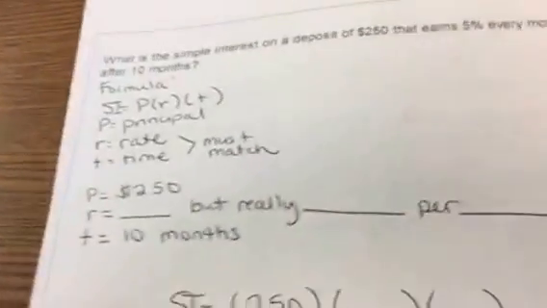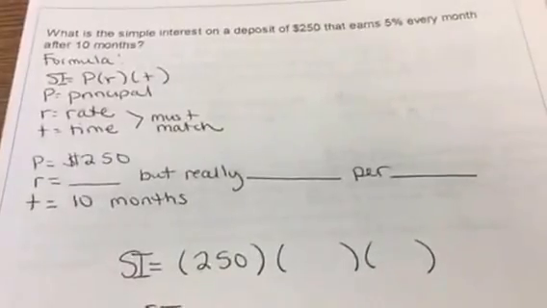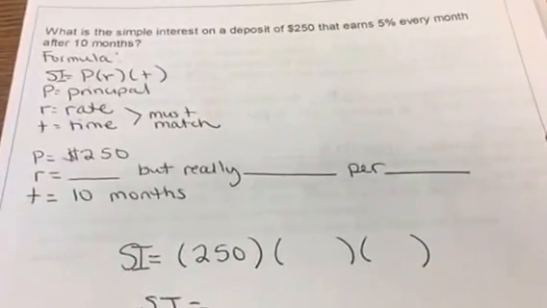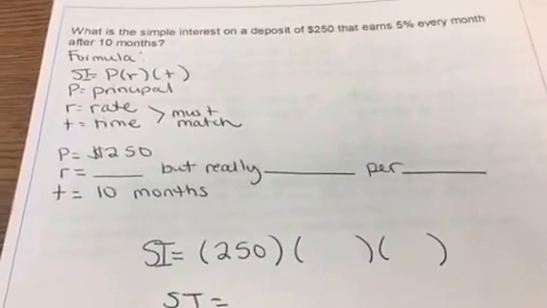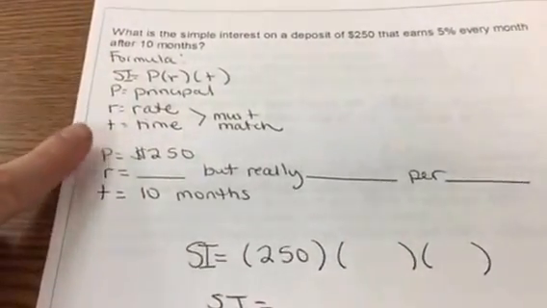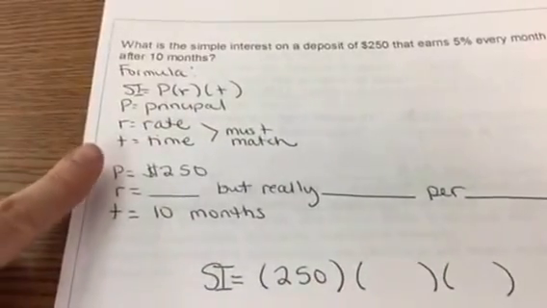So here's our first problem. It says, what is the simple interest on a deposit of $250 that earns 5% every month after 10 months? So this problem gave me all of the important information that I need in order to solve my formula.